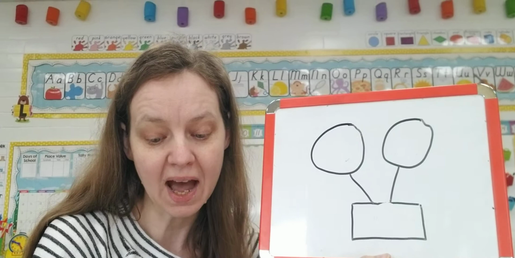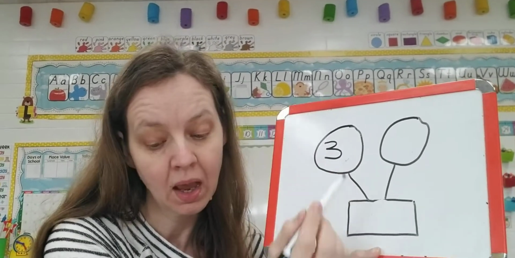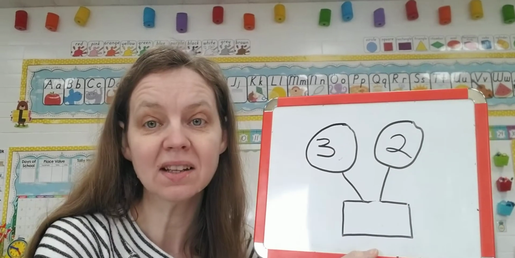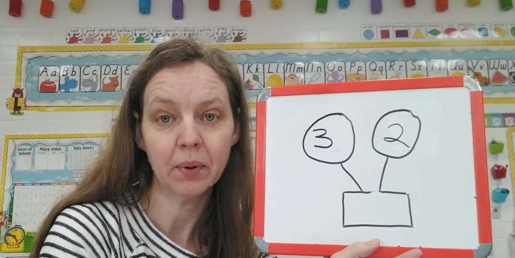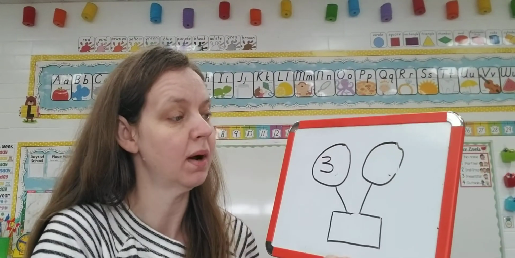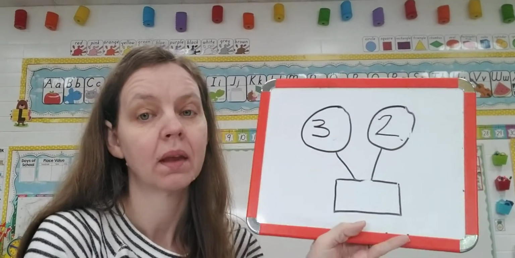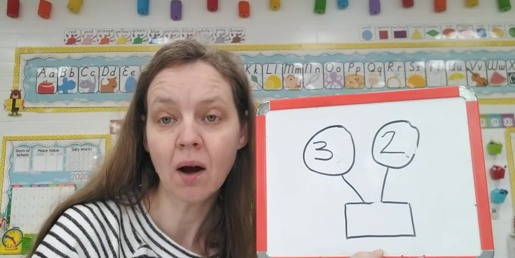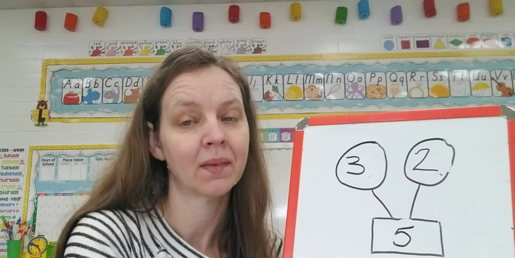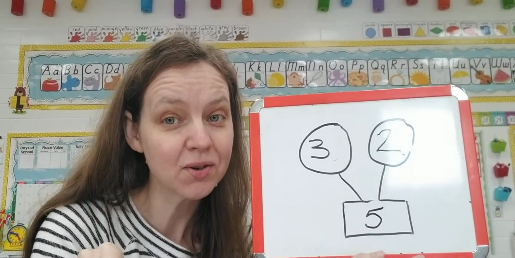There were 3 cats in the barn, and 2 more cats came in. How many cats are in the barn now? Put that 3 in your brain. Oh, I'm sorry, I keep writing my 2's the wrong way. I'm going to put the 3 in my brain and count 2 more. 3, 4, 5. All right, we just did this one, so I know you can write that number sentence.